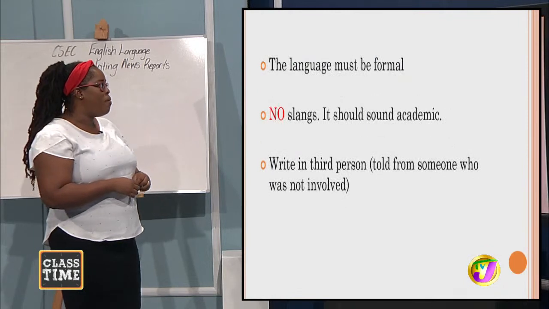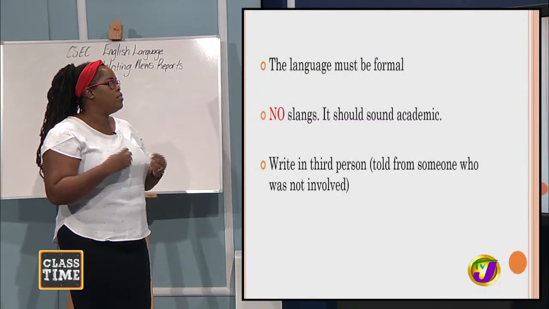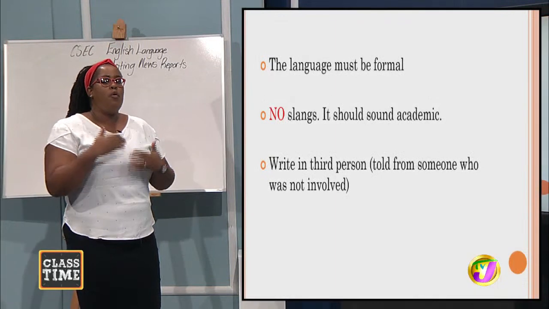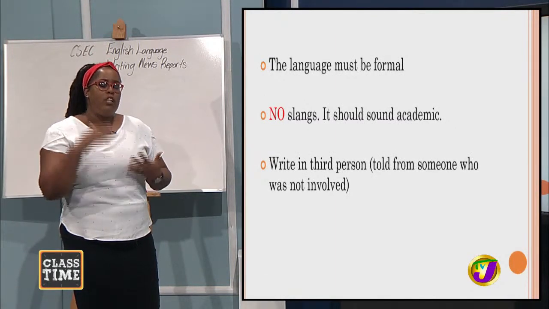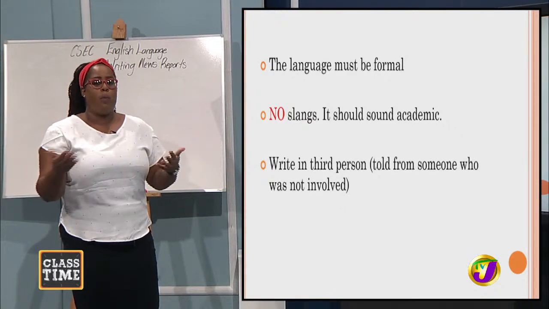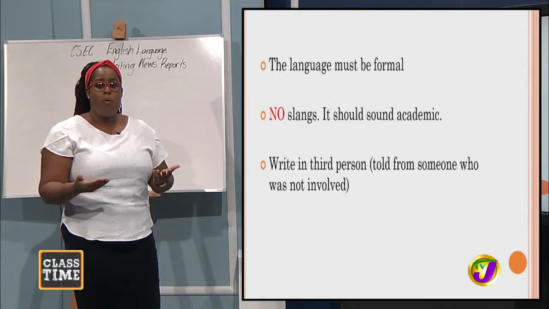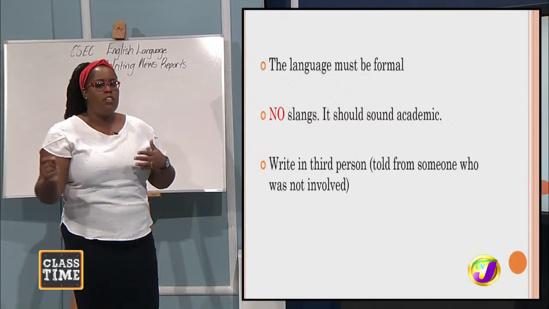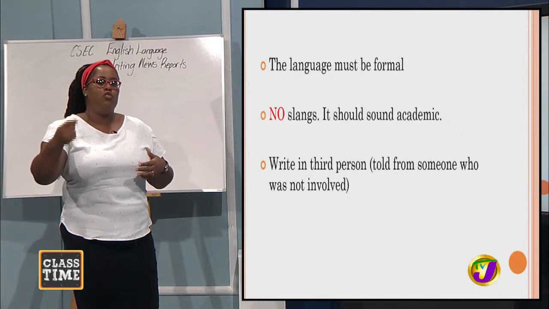The language must be formal, no slang, right? It should sound academic, right? So what do we mean when I say it must sound academic? No slang, all right? No, my youth did do this and my youth did do that. No, right? Remember, it said the language must be formal. Bear that in mind. So no slang, no Jamaican Creole or no patois. You can use it in the quotation section, but when you're writing the factual part of it, the language must be formal. Pretend as though you're writing to your principal. How would you talk to your principal? Would you talk to your principal as though you're talking to your friend? No, you would not. So pretend as though you're writing to your principal, so that will help you to remember that it should be formal.